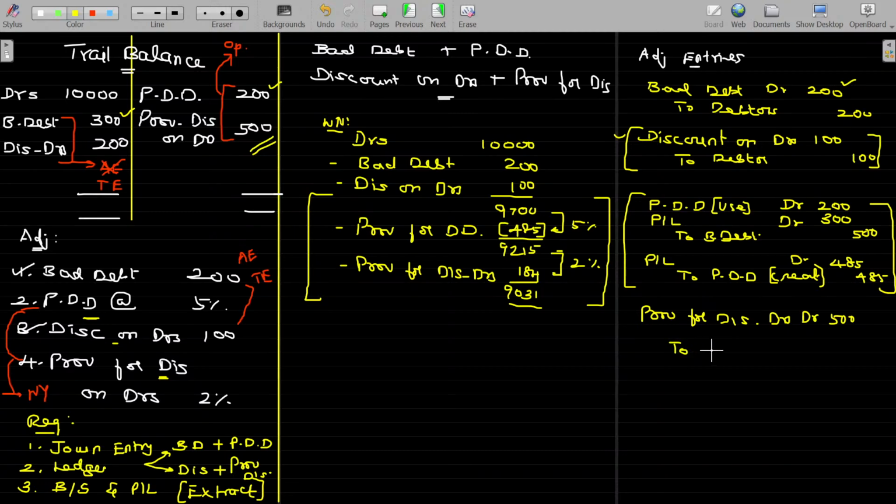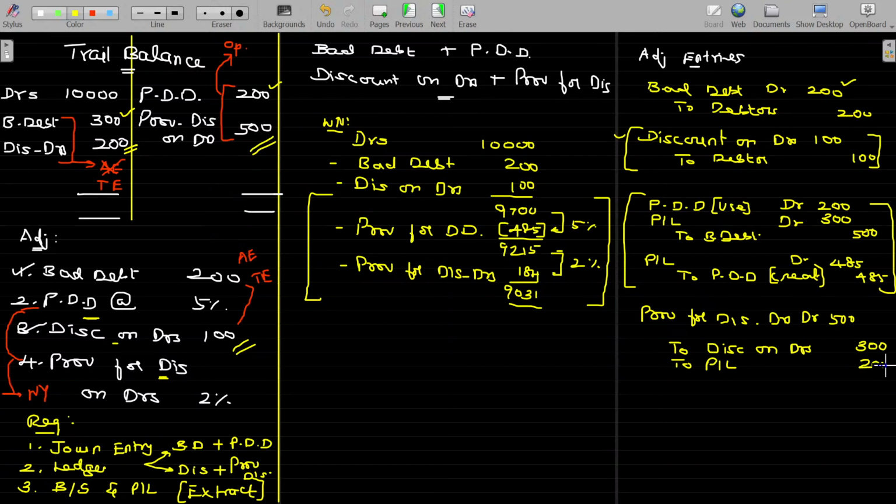Two, discount on debtors. How much is the discount on debtors here? 100 rupees in the adjustment. Already we have 200 rupees existing in the P&L account. This is the trial balance. If you club these two, 300 rupees will be adjusted. Okay. Now there is a surplus. That surplus can be transferred to where? To the P&L account. This value being 200 rupees.